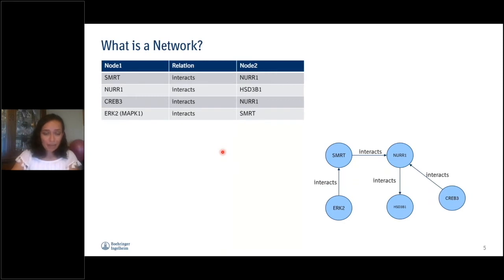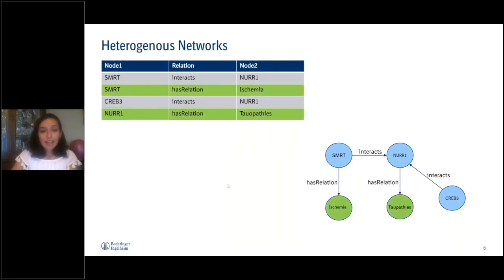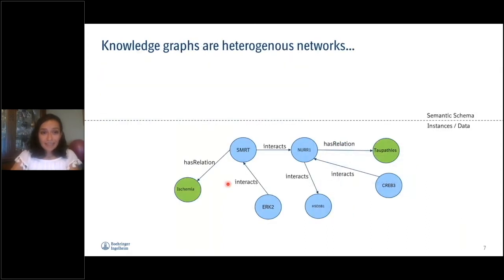But this would be a homogeneous network because there is only one type of node, which is protein. If you would like to add disease information related to the protein, as a relation, say if they're published together, then this will be a heterogeneous network because now there is more than one type of node, which are protein and disease. So we can define knowledge graphs as heterogeneous networks.